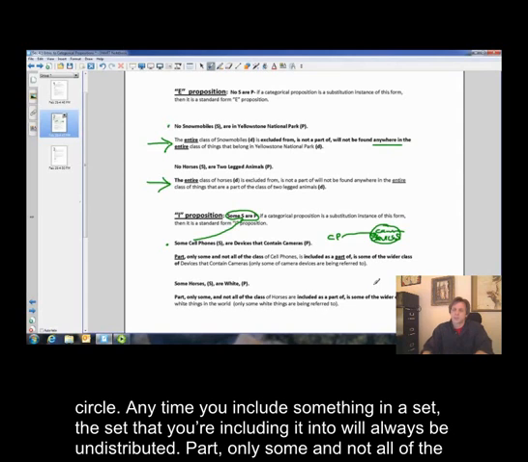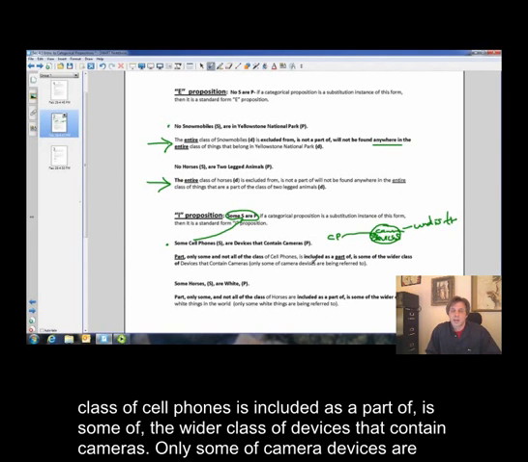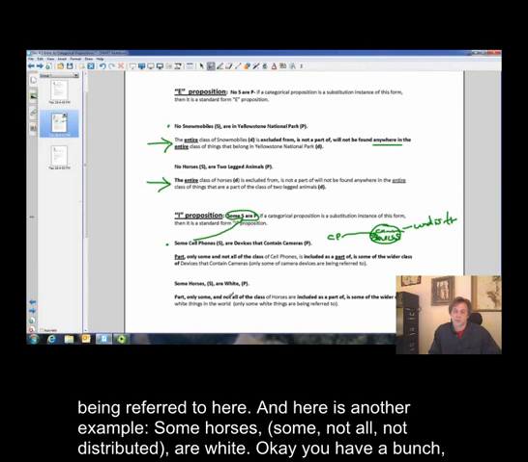Anytime you include something in a set, the set that you're including it into will always be undistributed. Okay? So only some, and not all, of the class of cell phones is included as a part of the wider class of devices that contain cameras. Only some of the camera devices are being referred to here. And here's another example.